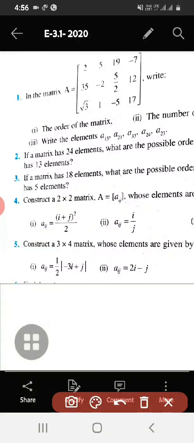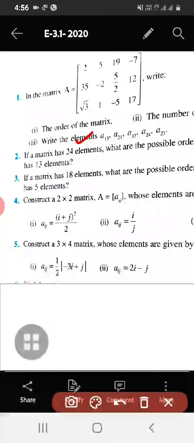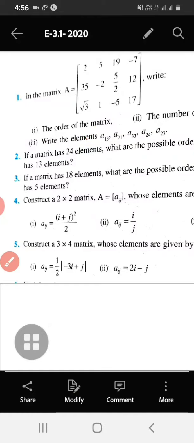See here, the second question: if a matrix has 24 elements, what are the possible orders? What if it has 13 elements? So try to understand the question first. If a matrix has 24 elements, what are the possible orders? What if it has 13 elements? Okay, so how many elements are given? 24 elements.